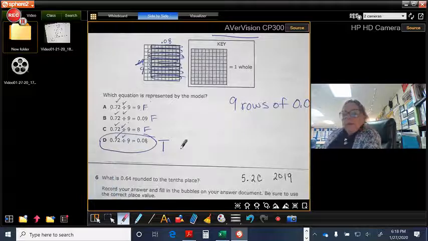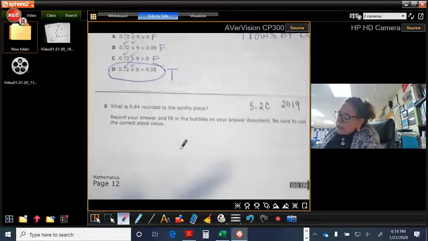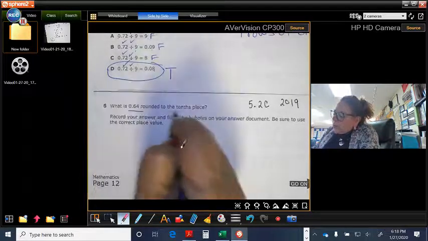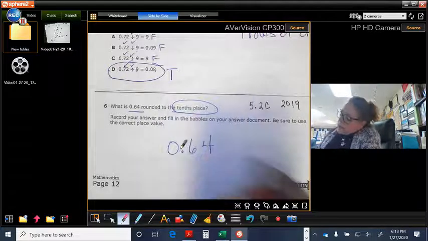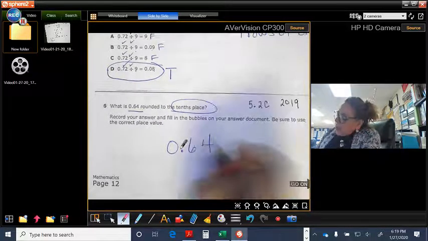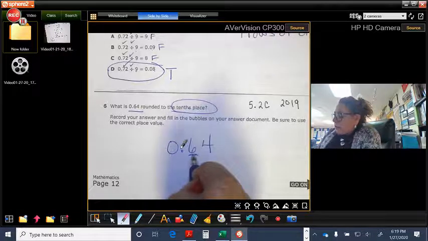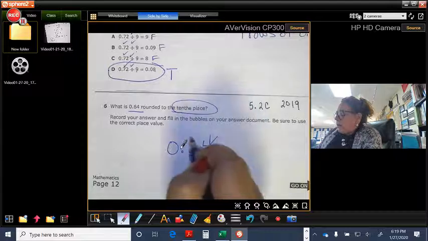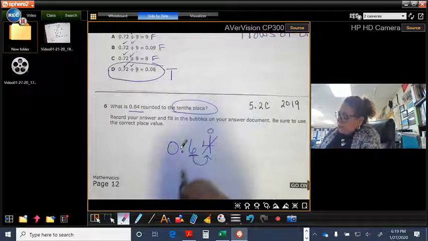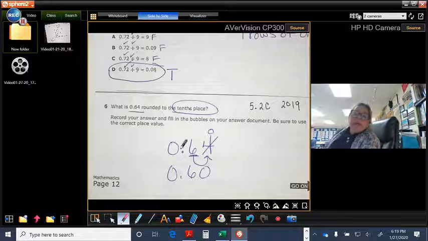All right, ready to move forward? And this last one, we're just looking at reevaluating our rounding. What is 64 hundredths rounded to the tenths place? I'm going to rewrite this, and I'm sure everybody's already yelling it out. Going to my tenths place. 5 or more, add 1 more. 4 or less, let it rest. I'm going to let it rest. Bring everything down, and the answer is 6 tenths or 60 hundredths.